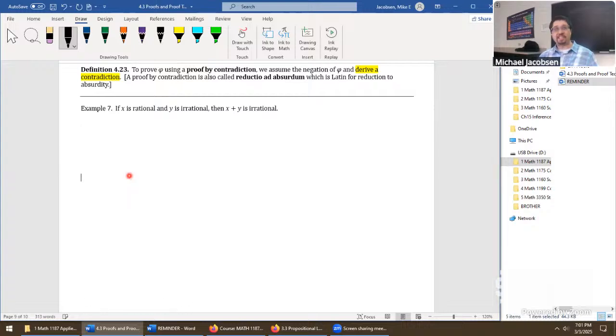First, let's begin with example 7. This is our second example where we're getting away from evens and odds and talking about rational numbers versus irrational numbers. This says, if x is a rational number, like 1 divided by 4, and y is irrational, like square root of 3, then x plus y is irrational. I think just about everyone would absolutely agree with that.